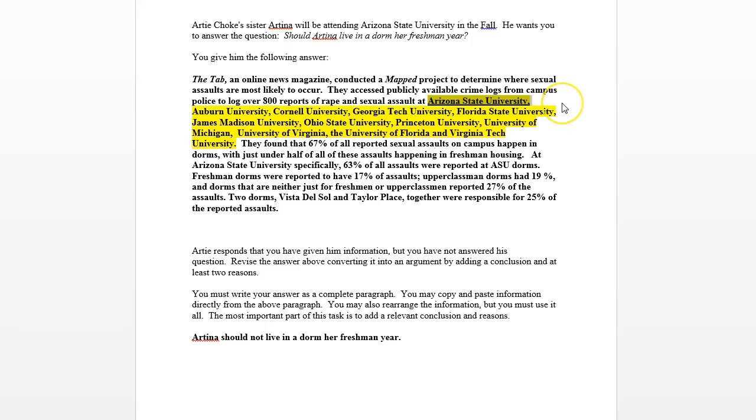So this mapped project accessed the crime logs from Arizona State University, and what they found was that in all of these colleges, 67% of all reported sexual assaults happened in dorms, just under half. So, I would have thought that it would have been fraternity houses or maybe somewhere else on campus. But what I'm finding out is that more than half, significantly more than half, at these universities happened in dorms.